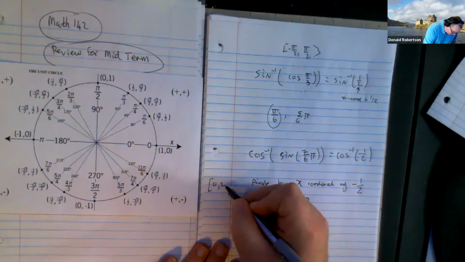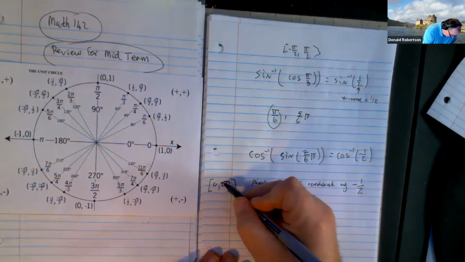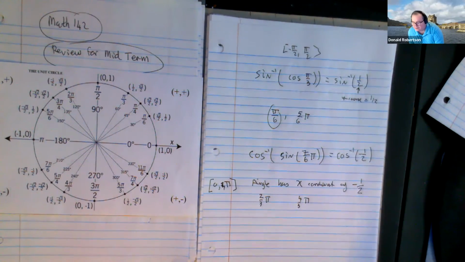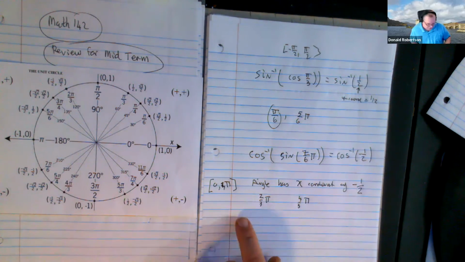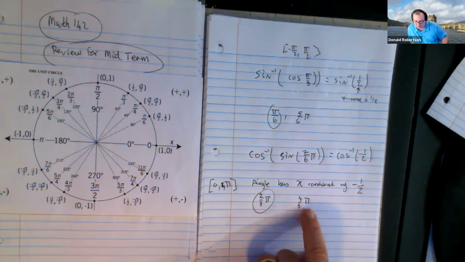But only one of them is the correct answer. And when you do inverse cosines, the range is 0 to pi, right? So in this case, you pick that one. Right? That's 0 to pi, that's too big.